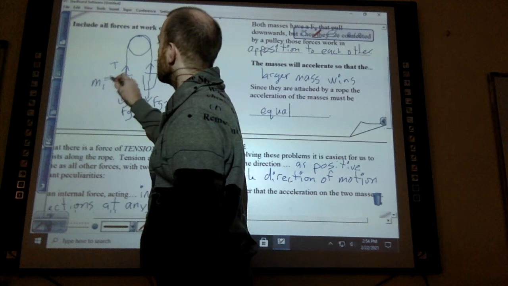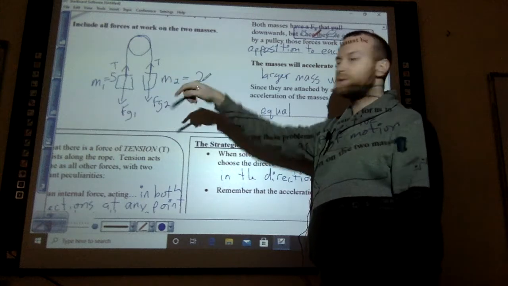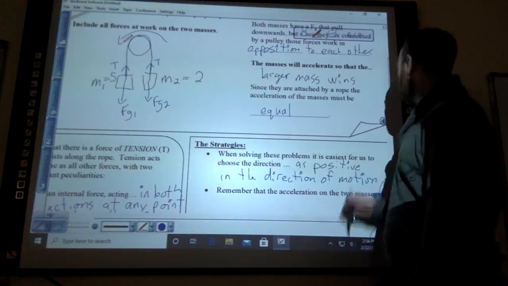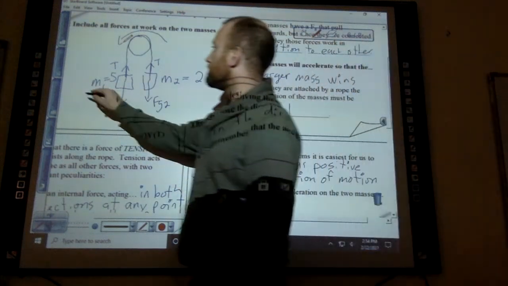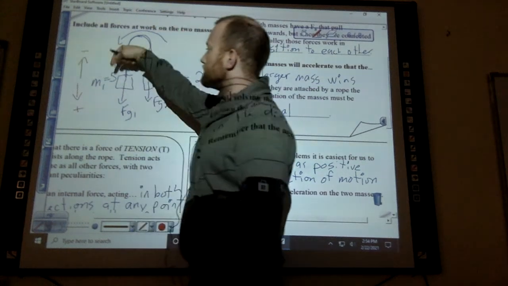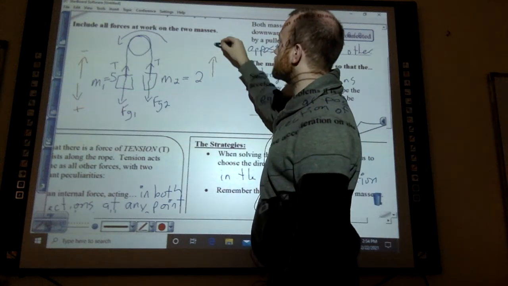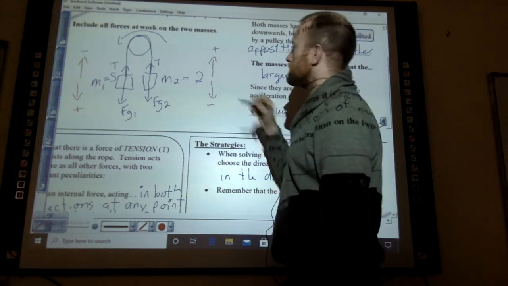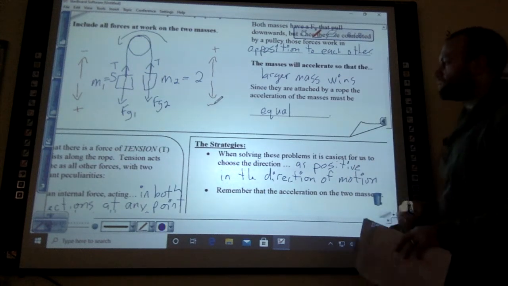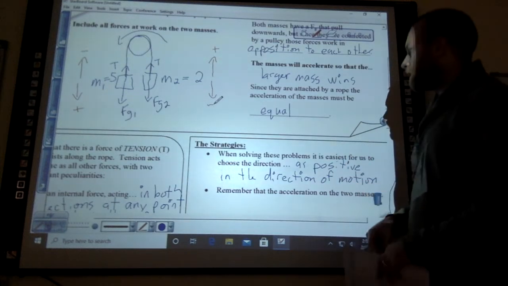So if I put some numbers here and say this is 5, this is 2, the bigger mass goes down. So if that's the case, this direction is positive, this direction is negative, because this object's moving down. Whereas this one is moving upwards, so up is going to be positive this side, and down is negative. So depending on the motion, positive changes direction. So just think of which direction is your object moving, and that dictates what's positive, what's negative.